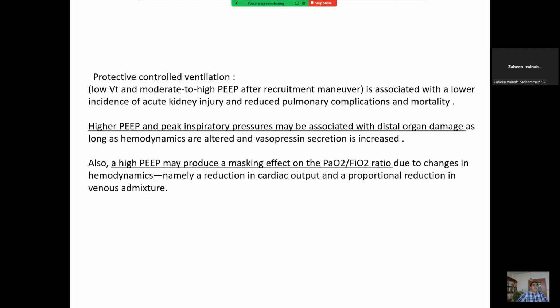Protective controlled ventilation. What is protective controlled ventilation? The low tidal volume and moderate to high PEEP after recruitment maneuver is associated with a lower incidence of acute kidney injury and reduced pulmonary complications and mortality. But also higher PEEP and peak inspiratory pressure may be associated with distal organ damage, as hemodynamics are altered and vasopressin secretion is increased. Also, a high PEEP may produce a masking effect on the PaO2 to FiO2 ratio due to changes in hemodynamics, namely a reduction in cardiac output and proportional reduction in venous admixture.